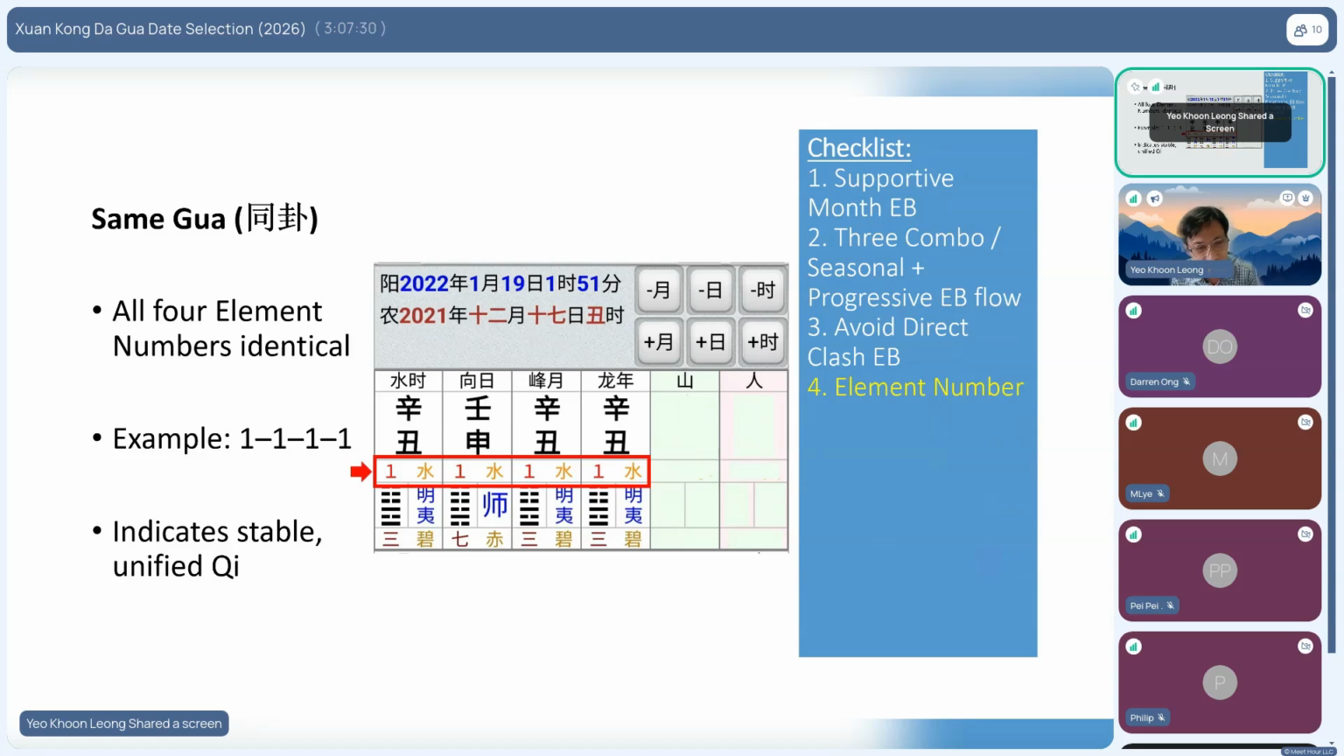Okay, and you find that same qua, right? Then you find that the 5 elements all the same one. Water, water, water, water, something like that. If it is one throughout. Okay, so this is called same qua. Everything's the same. Qi also very stable. Like 4 people rowing the boat in the same direction. Very safe, very steady.